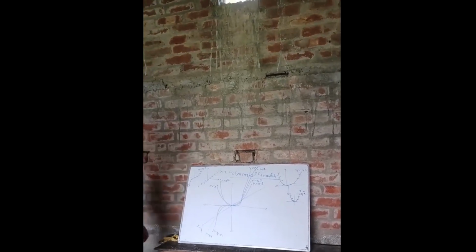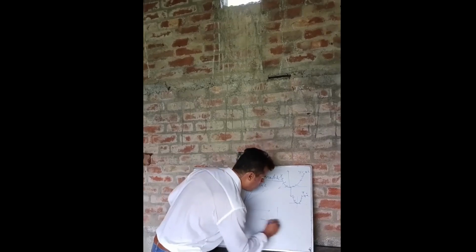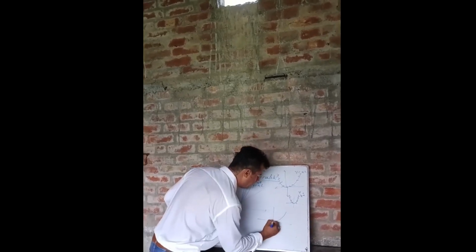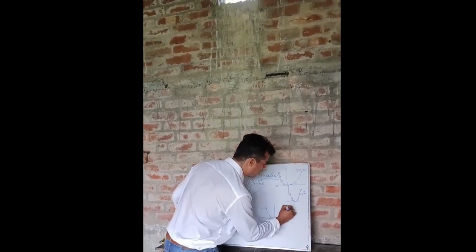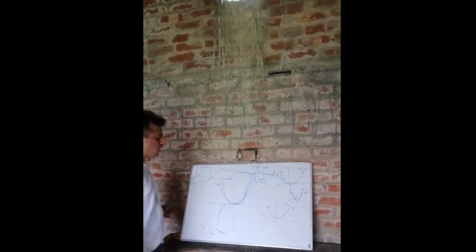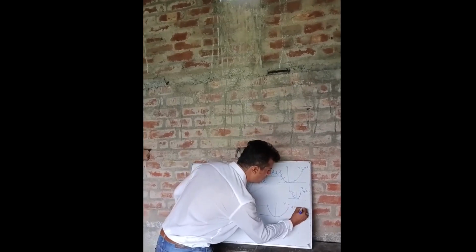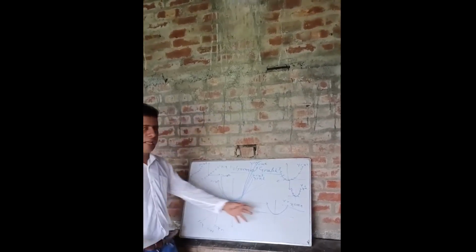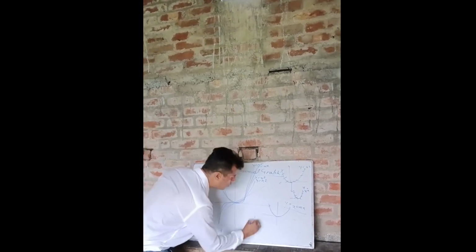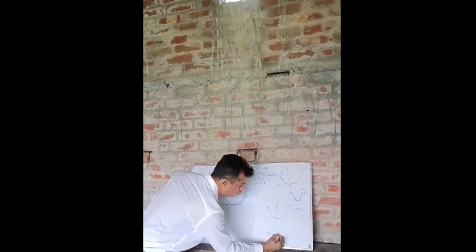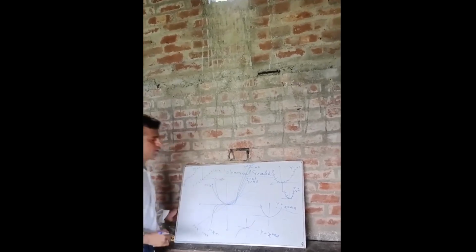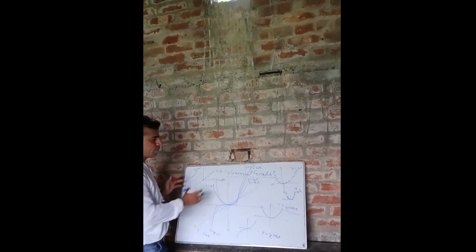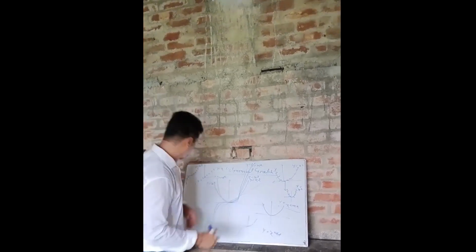So if we summarize all this: all the graphs where y equals x to the power even, those graphs will look like this. And y equals x to the power odd, those graphs will look like this. This is the summarization of all the graphs we have dealt with till now.